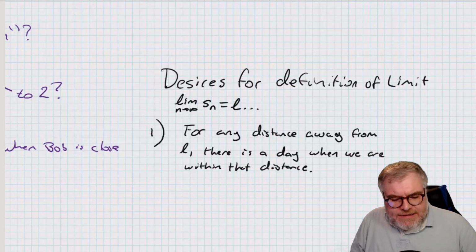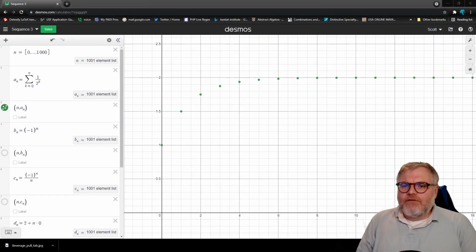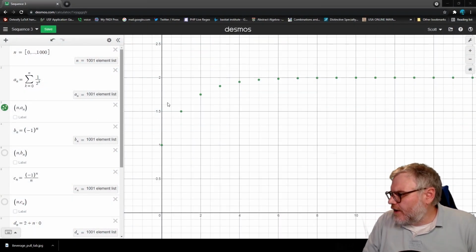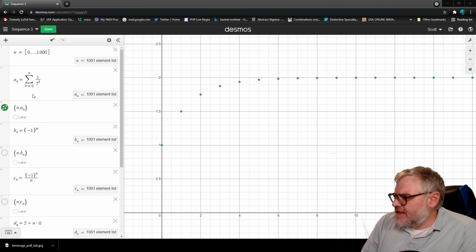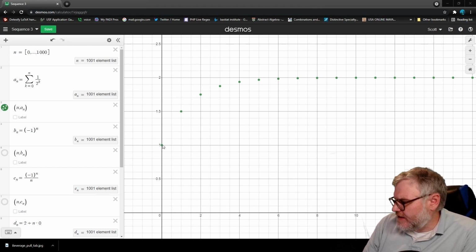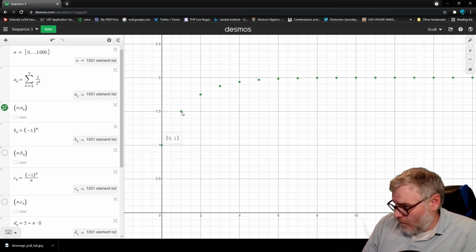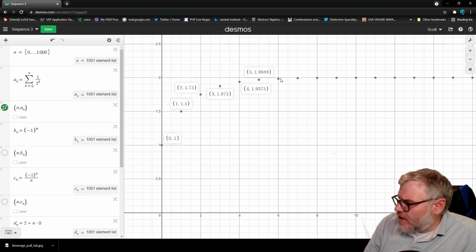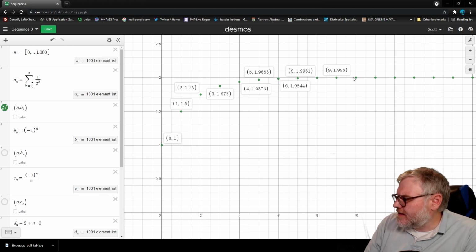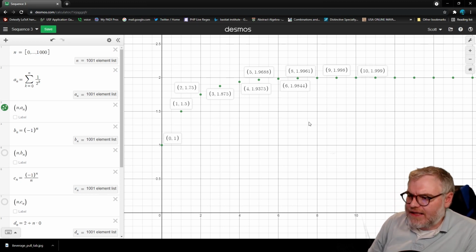So if we go over here and we actually graph this sequence, you can see here I've graphed the sequence. I've called it An over here. We're adding 1 over 2 to the k every day as we go along. So there we are at day 4, 1.9375. And you can see this getting closer and closer to 2 as we move on. At some point, indeed, this thing's going to round off to 2, even though you're not quite there.